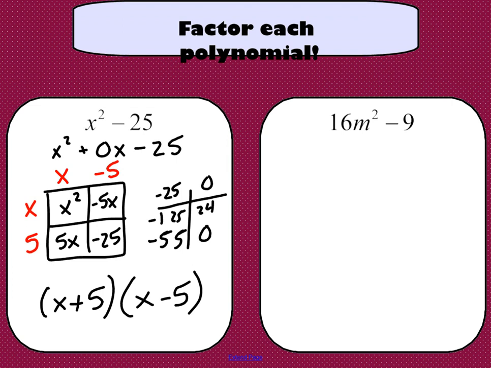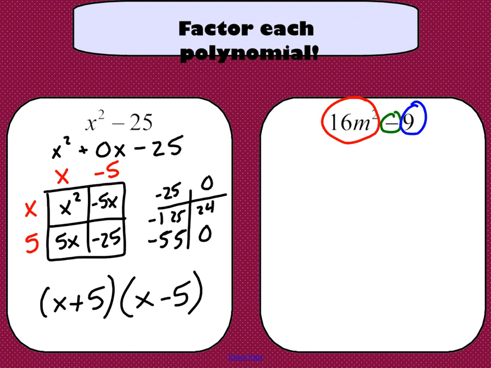Or if you notice our rules, you can actually use a shortcut method on this. So if you look, we ask ourselves, is this a perfect square right here? And yes, it is. Is there a minus sign between the two numbers? Yes, there is. And is this a perfect square? And yes, it is. So we can actually use our difference of squares shortcut.